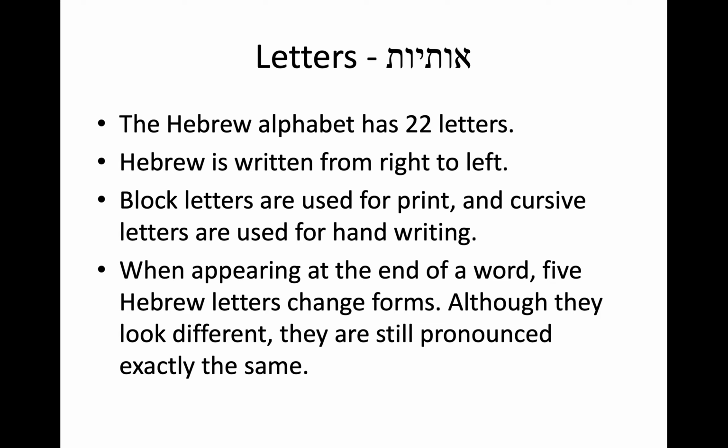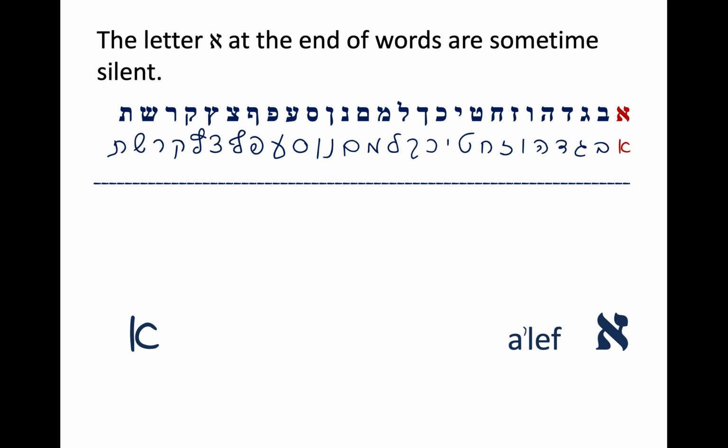A little bit about the letters, otiyot. The Hebrew AlephBet has 22 letters. Hebrew is written from right to left. Block letters are used for print, and cursive letters are used for handwriting. When appearing at the end of the word, 5 Hebrew letters change forms. Although they look different, they are still pronounced exactly the same.